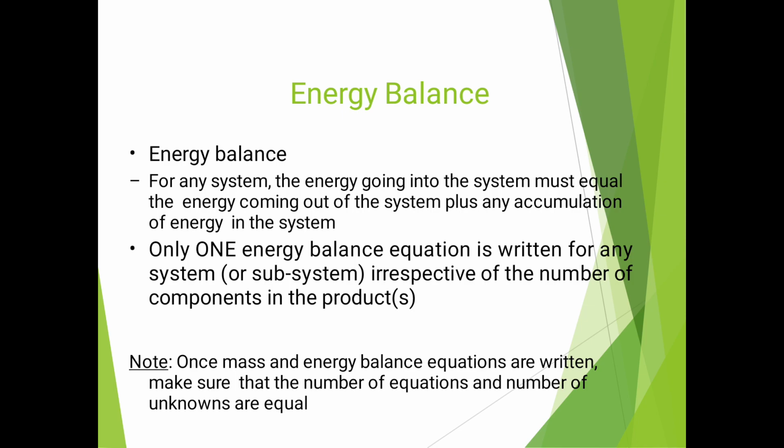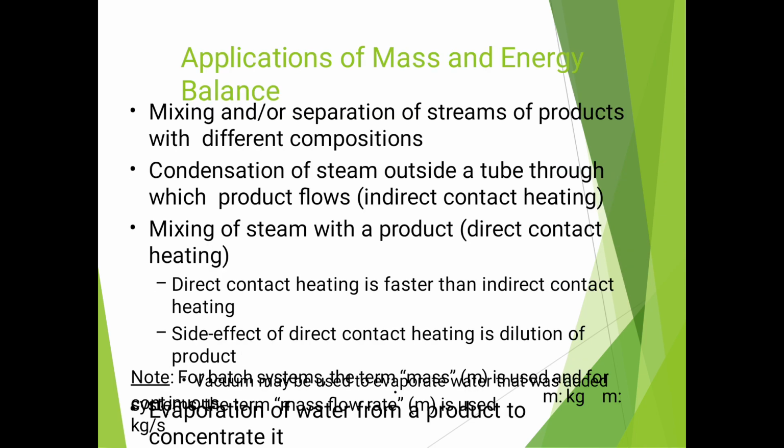Next, energy balance. For any system, the energy going into the system must equal the energy coming out of the system plus any accumulation of energy in the system. Only one energy balance equation is written for any system or subsystem, irrespective of the number of components in the product. Make sure that the number of equations and the number of unknowns are equal.